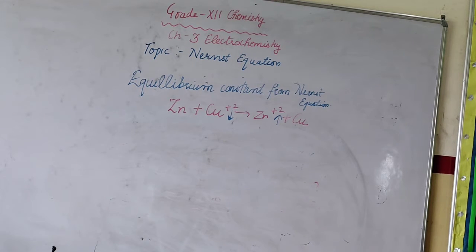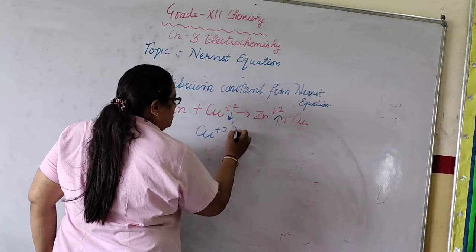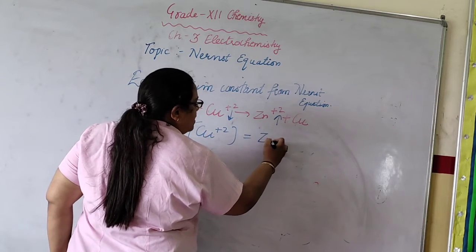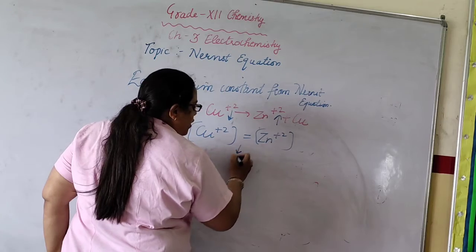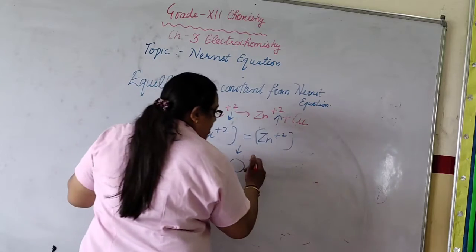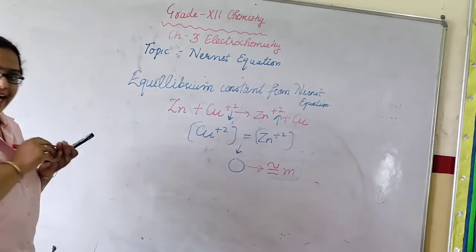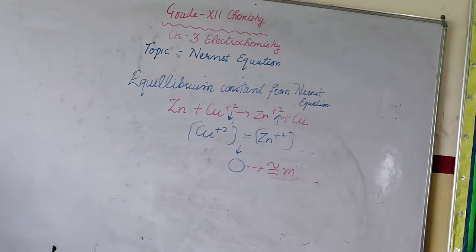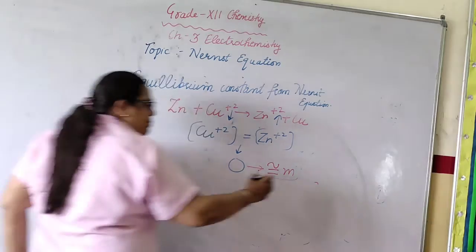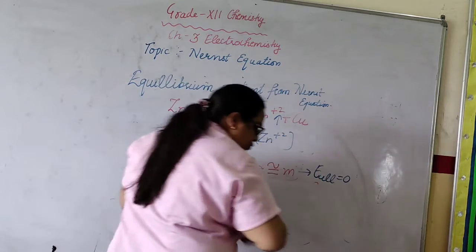So at some time, if the concentration of copper+2 becomes equal to the concentration of Zn+2, the voltmeter shows 0 reading, and we can say that the reaction has reached equilibrium. Here the E of cell becomes 0 because the reaction is at equilibrium. So E cell becomes 0.